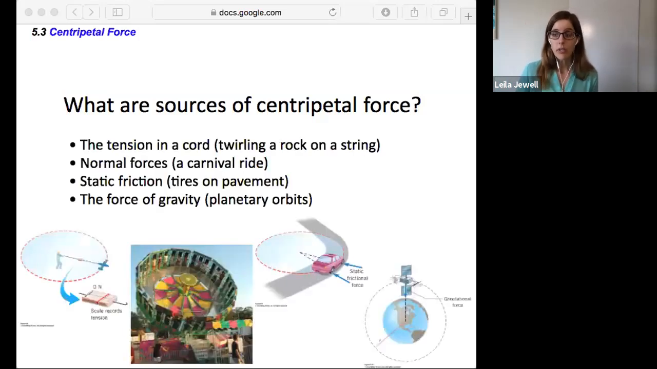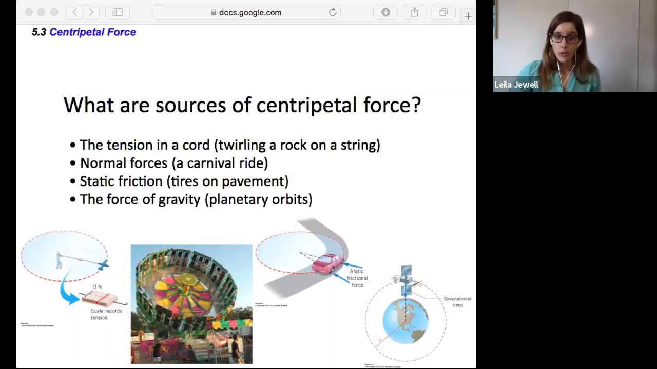So one could be the tension in a cord, right? If you're twirling a rock on a string, right? As it's swinging around, these are my headphones, they don't swing nearly as well. But as that's swinging around, the cord itself has tension that keeps the rock with you, right? If you lose the tension in the cord, then the rock would just fly off. It's not going to do much.